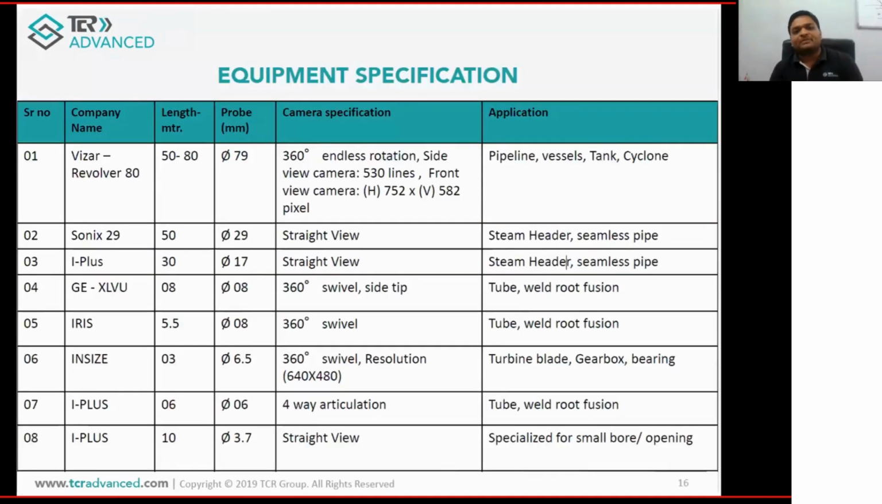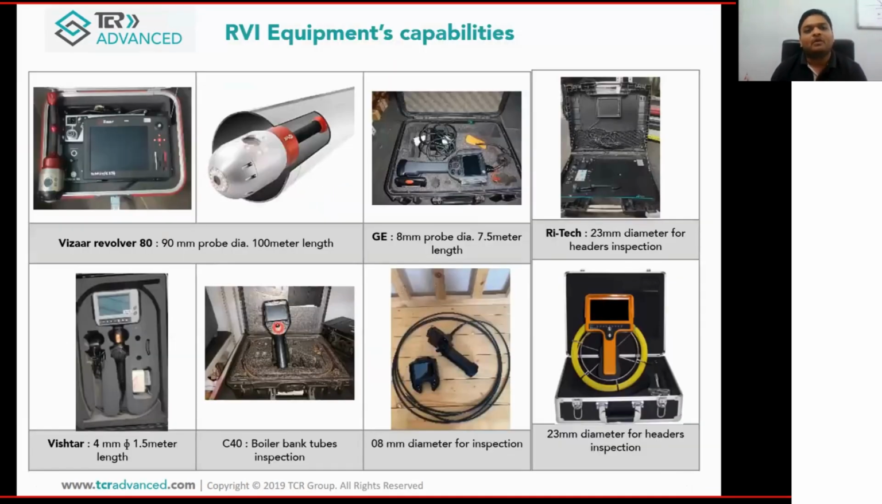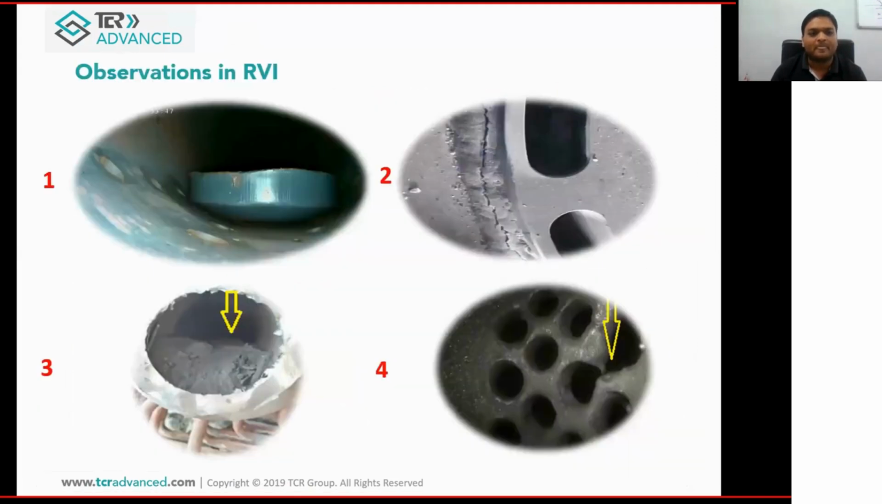These are the equipment specifications. Various equipment have probes of different diameters and different lengths, used for different applications: steam header inspection, cyclones, turbine inspection, gearbox inspection. For small bore openings, we also have a 3.7 mm diameter probe. This is an overview of camera visual examination, indirect visual examination cameras, and probes of different diameters and lengths.